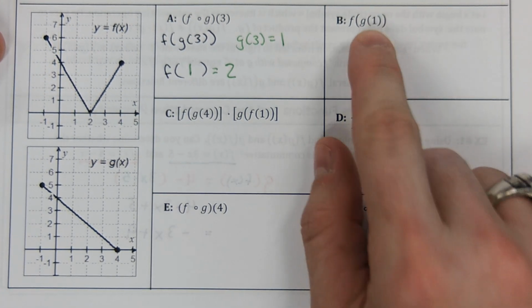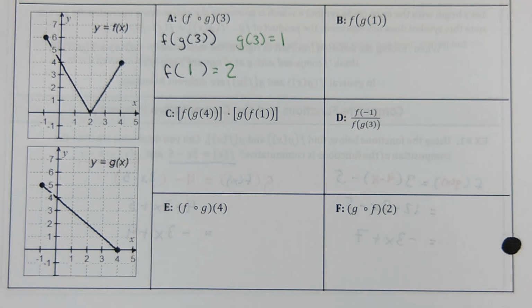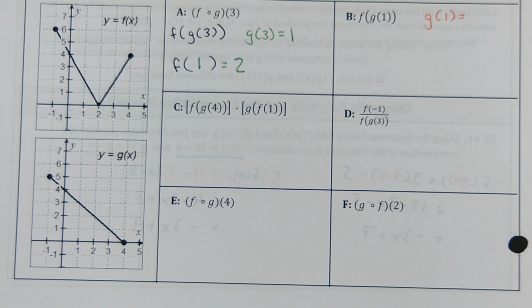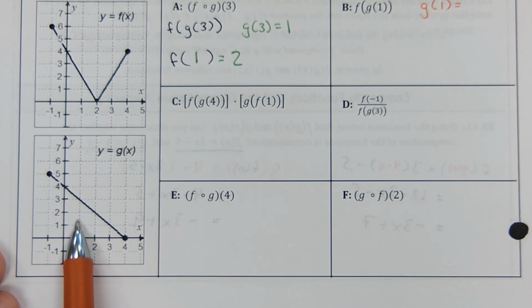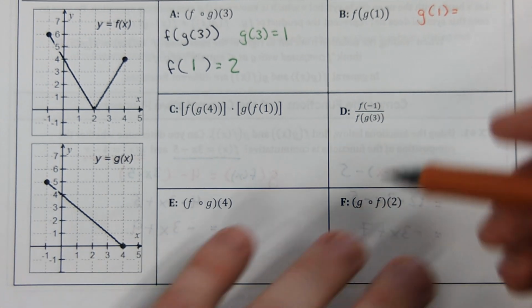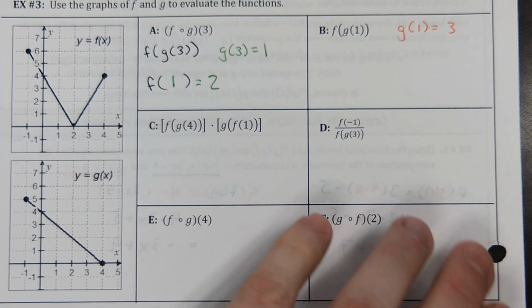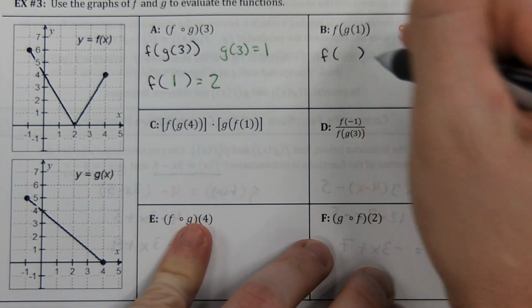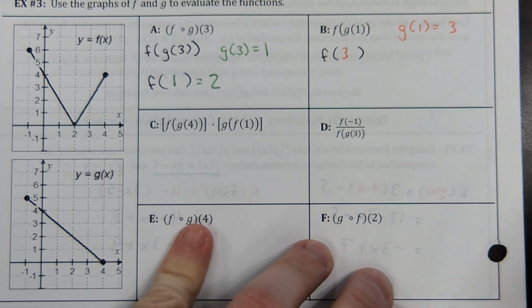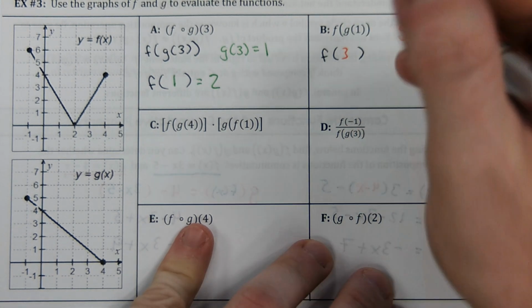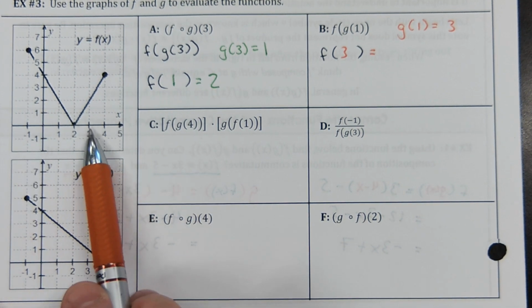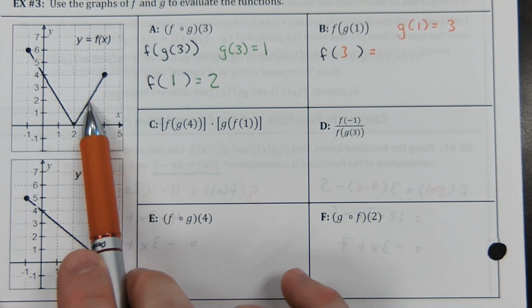Let's do it again. f of g of 1. I need to know what g of 1 equals. So once again, go to the graph of g, go to x equals 1, track down the y value there. 3. So instead of saying f of g of 1, I can say f of what g of 1 equals. Go to the graph of f, track down x equals 3, look for your y value, 2.